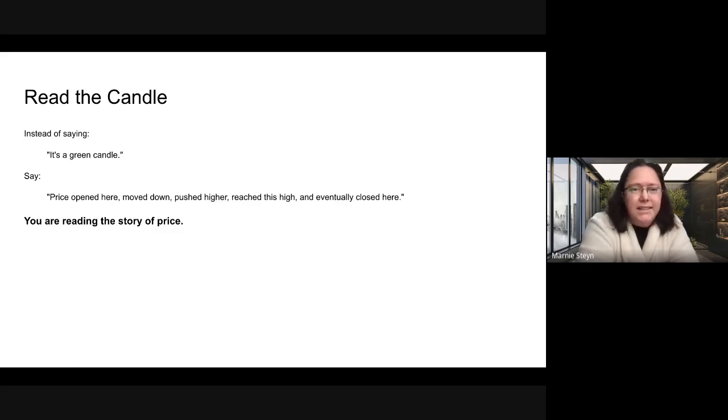So instead of saying it's a green candle or a red candle or a bullish candle or a bearish candle, what you rather want to focus on is saying things like, price opened here, moved down, then pushed higher, reached this high, and eventually closed here, because you are reading the story of price. So it's not just about looking at the high and the low or what the color of the candle is or what the push is. It's more about understanding how the candle formed.